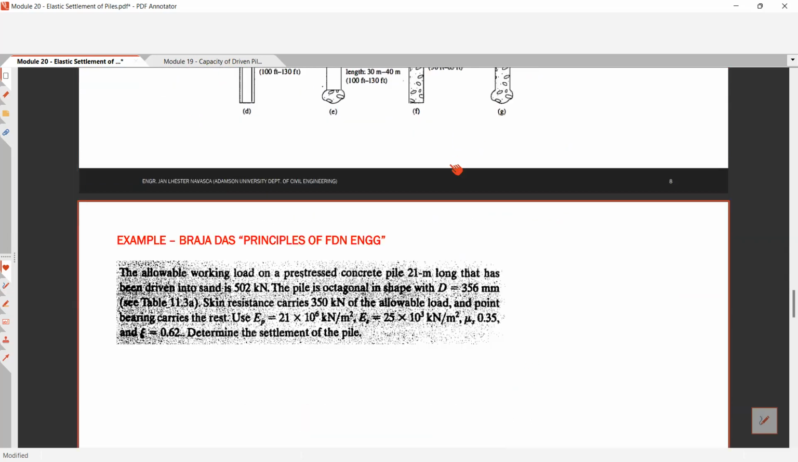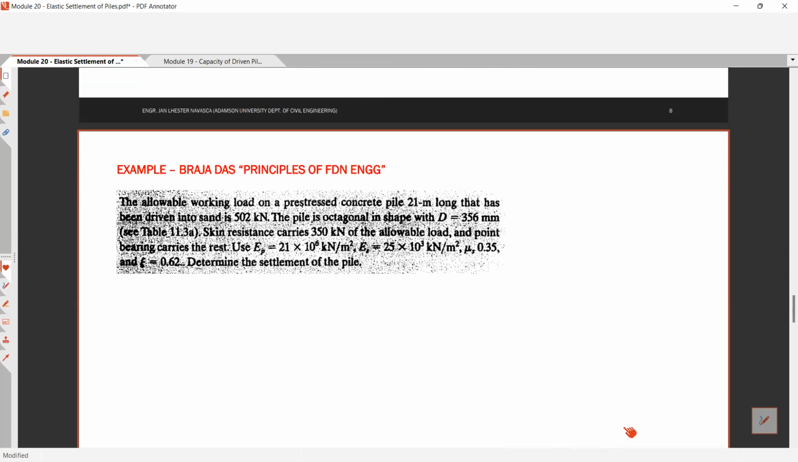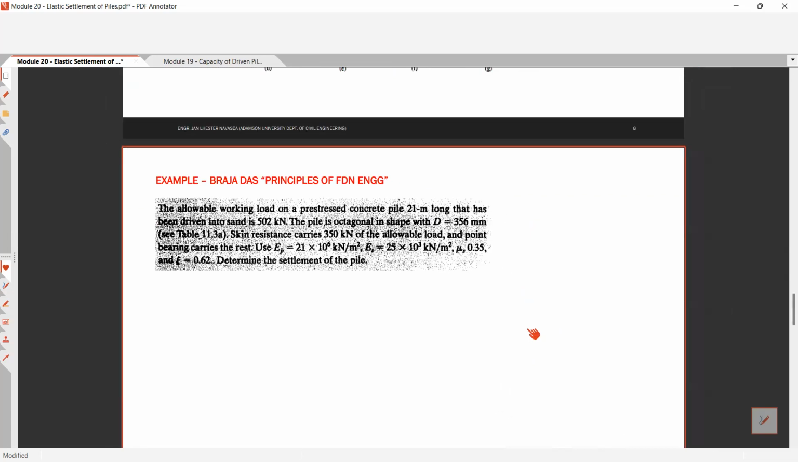Okay. So let's have an example problem determining the total elastic settlement. So this comes from the book of Principles of Foundation Engineering by Braja Das.